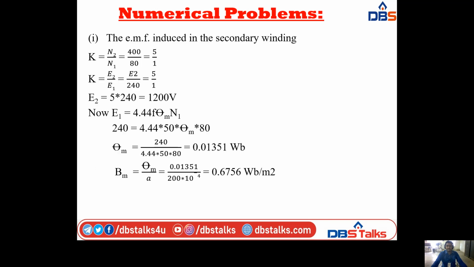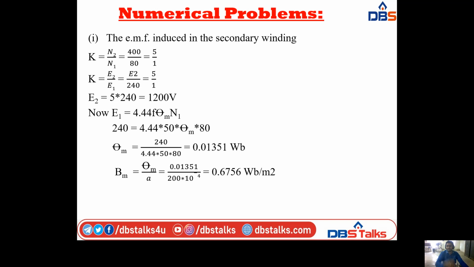Firstly, I will take the first case, that is the EMF induced in the secondary winding. From the transformation ratio, that is from the voltage ratio, K is equal to N2 by N1. In the problem they have given secondary winding turns 400 and primary winding turns 80, so K is equal to 5 by 1. That is the transformation ratio. And we know that K is equal to E2 by E1.